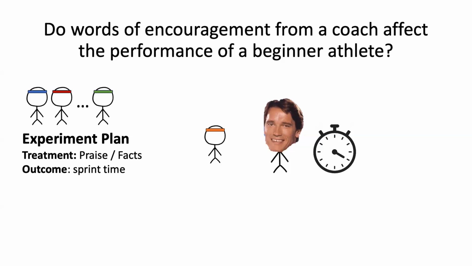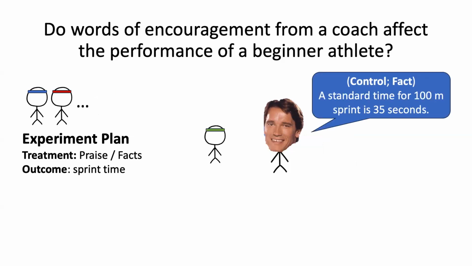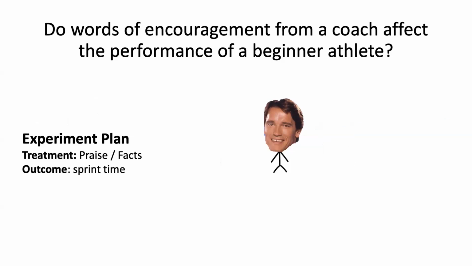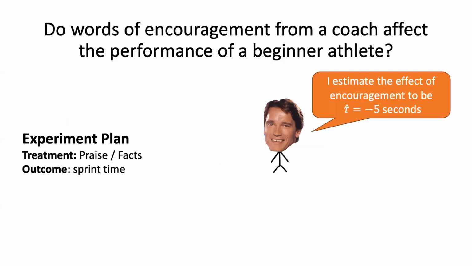And then the next person will come in here. Again, they'll get either treatment or the control, which will be randomly assigned to them. We'll pull out the clock, we'll have them sprint 100 meters, and record how long it takes. And we'll keep doing this until everyone goes through the experiment, and the coach has collected all this experimental data here, who got assigned to which treatment and how long it took them to run. And from this data, the coach will then estimate the effect of encouragement. Maybe it shaves off 5 seconds in the sprint time for a beginning athlete here.